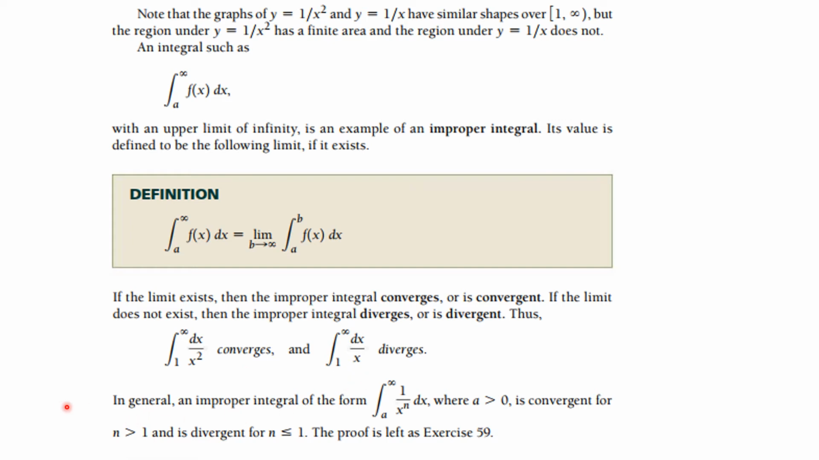And here's a note, and I'll leave it to the students to prove this. In general, an improper integral of the form, the integral from a to infinity of 1 over x to the n dx, where a is greater than 0, is convergent for n bigger than 1, and it's divergent for n less than or equal to 1. Now that can be very useful, as we'll see in the next exercise.